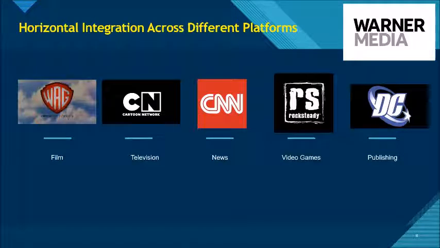So the idea with horizontal integration across different platforms is none of these companies are any bigger than the others. They're all of a similar size, but they're all owned by the same conglomerate, and they will all act independently of each other quite often, but they are all under the same umbrella of Warner Media.